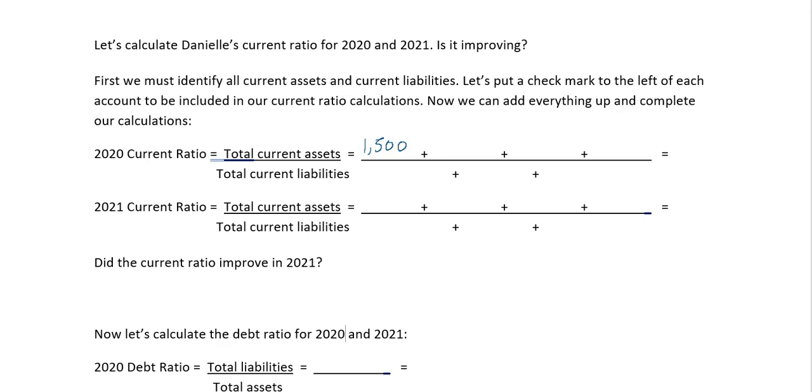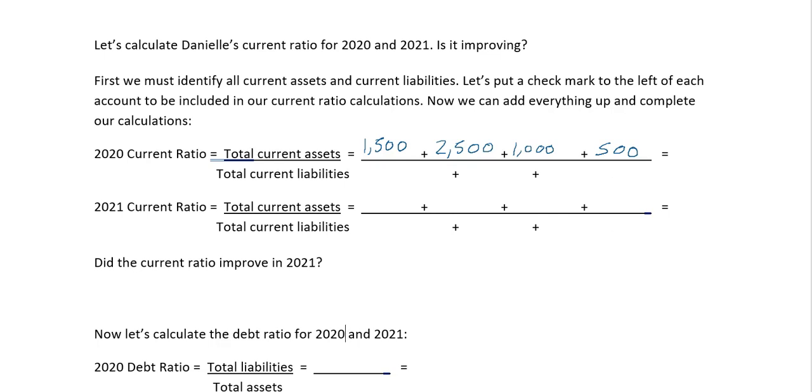and we will have $2,500 for inventory, followed by 1,000 in office supplies, and 500 in accounts receivable. So those are all your current assets written up top.